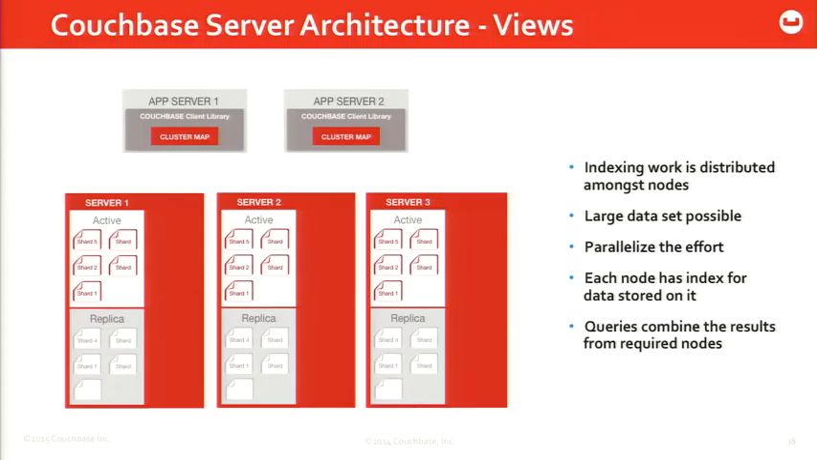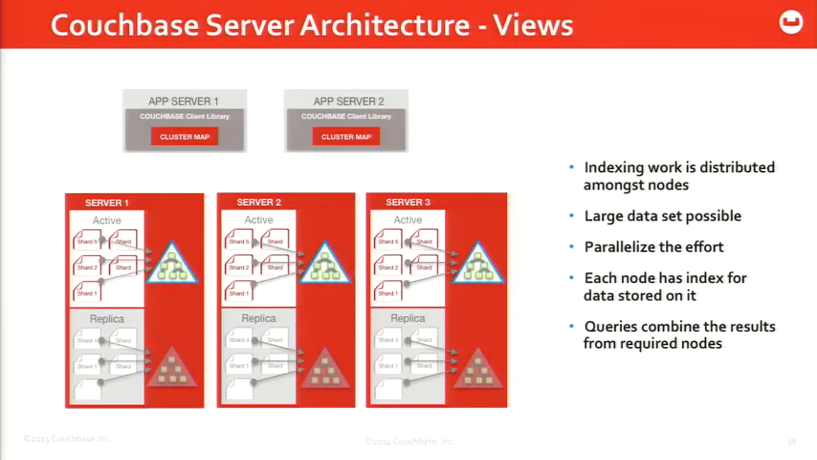Now when you look at it across the cluster, you have 3 nodes in the server. You have your active and replica data, but now you also have the local index. So you have the active index, and you can also have the option of a replica index. And then when you query the system, you can query any node in the cluster. Right? All nodes are equal. You can talk to any node.